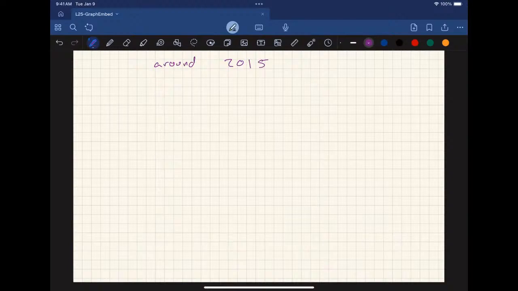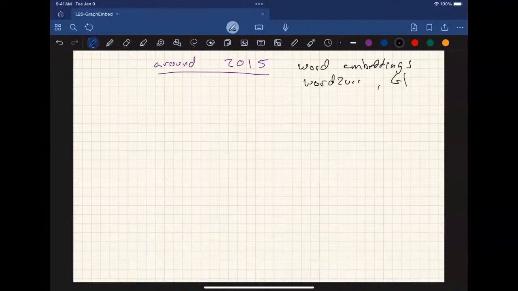So around 2015, what happened? What was the big technology around 2015 that influenced how we thought about embeddings? Does anyone remember 2014? What I'm referring to are these word embeddings that we talked about earlier in the semester, and they were personified by word2vec and GloVe. Word2vec out of Google and GloVe out of Stanford. I think word2vec was out a little bit first, but around 2014, 2015.